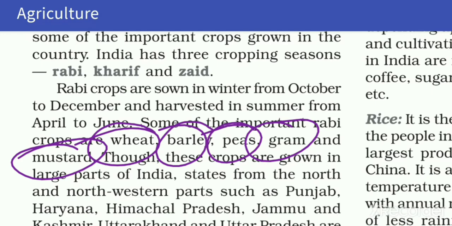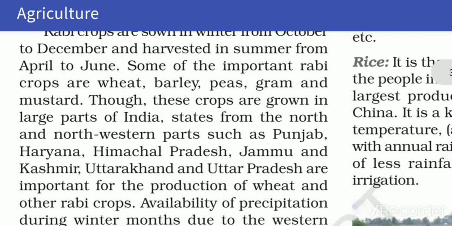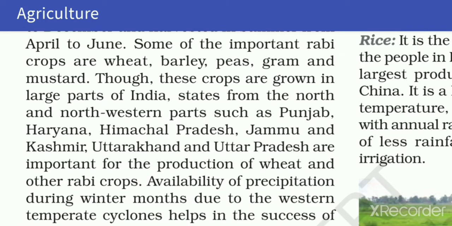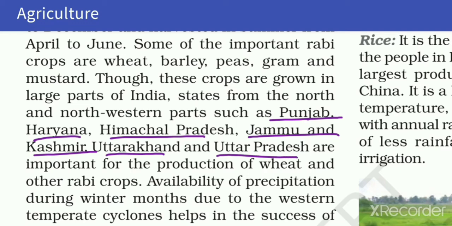So this was the second sub point. What is the third sub point? The third sub point is area. It means that we have to also find out in which area mainly Rabi crops are grown. Rabi crops are mainly grown in north and north western parts of India, like Punjab, Haryana, Himachal Pradesh, Jammu and Kashmir, Uttarakhand, UP. So these are some important states where Rabi crops are grown.